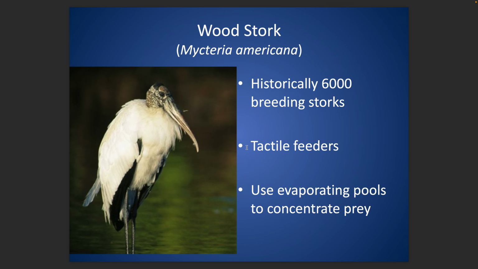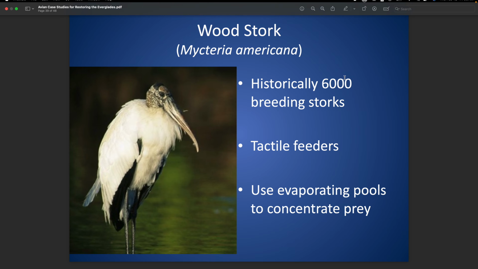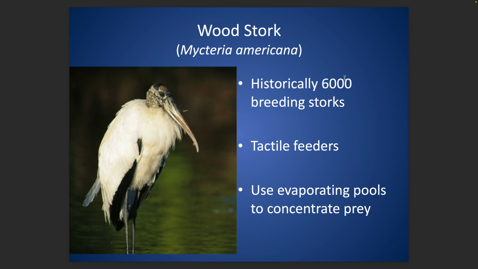And our last example is a wood stork. Kind of scary. Historically, there would have been 6,000 breeding storks, and they're tactile feeders, so they actually use touch to feed. They rely on evaporating pools to concentrate fish, and then they just swipe their beak around in the water, and when they feel a fish, they snap it up in their beak.